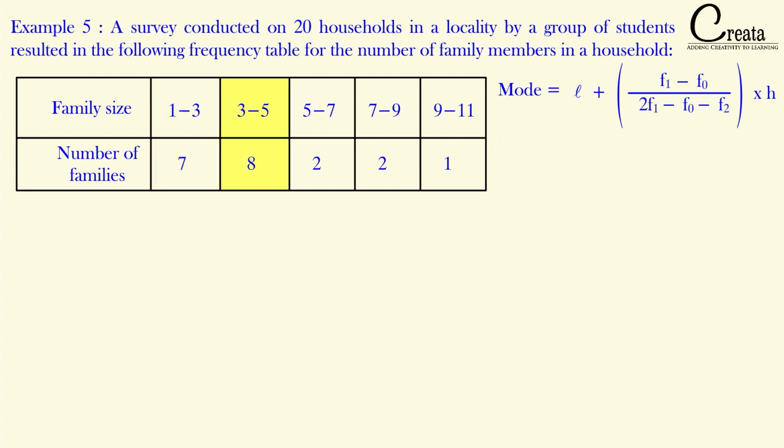Similarly, 8 families are having the family size from 3 to 5. 2 families are having the family size 5 to 7. Similarly, it will go on. Okay? A question for you: under which category does your family come? Just for understanding the question, you should understand the practicality of the question.